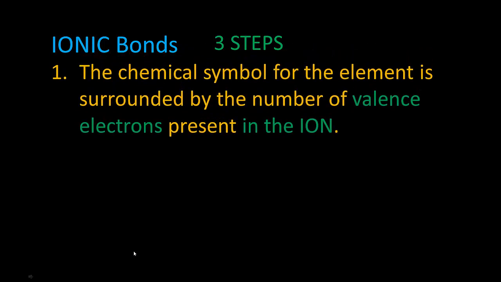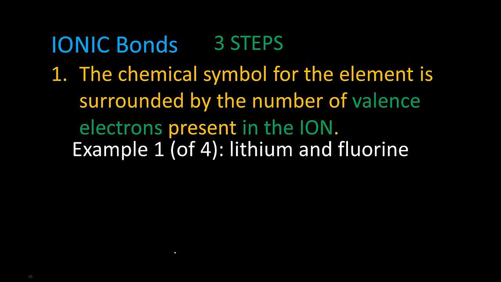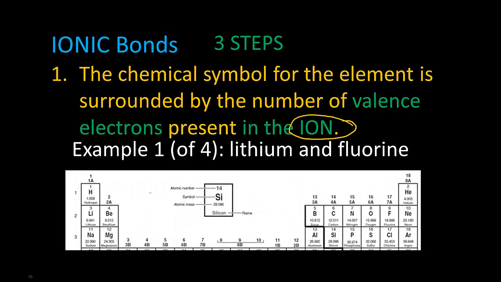First step, the chemical symbol for the element is surrounded by the number of valence electrons present in the ion. This is very important. It's valence electrons in the ion. So let's look at our example of lithium and fluorine. Lithium is right here in group 1, which means it has 1 valence shell electron. And fluorine is right here in group 17, which means it has 7 valence shell electrons.